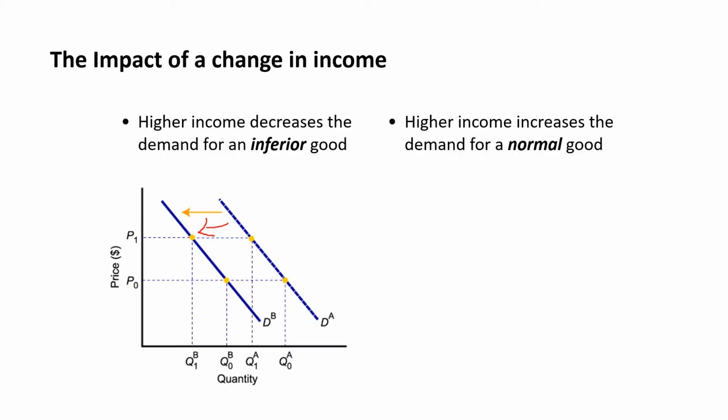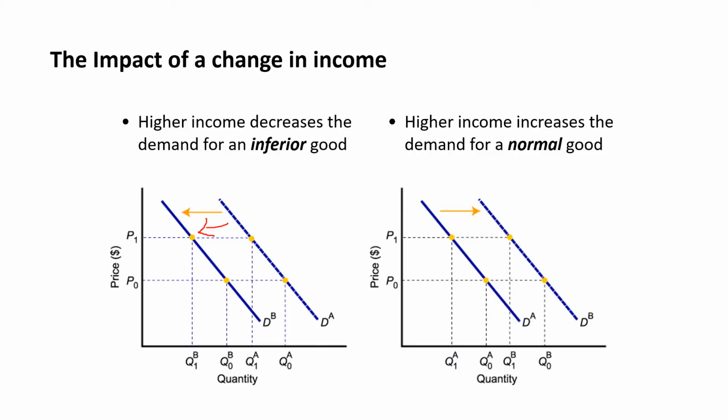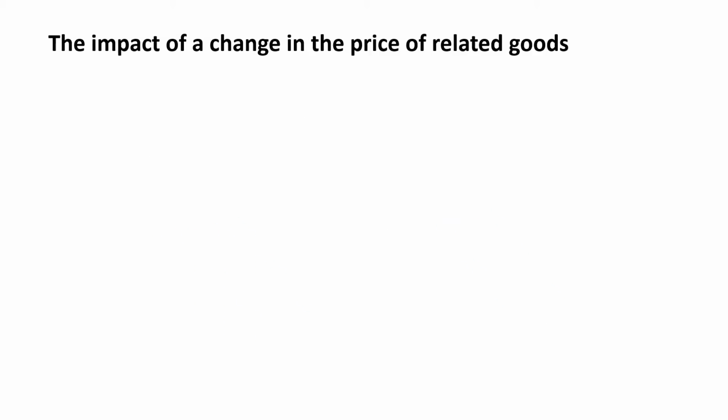Okay, now let us look at the second part. A higher income increases the demand for normal goods. Of course, if your income is more, you will spend more on a certain product: luxurious products, branded products, all these things. So when your income increases, what will happen to the demand for normal goods? It will increase, so it will shift in this direction.